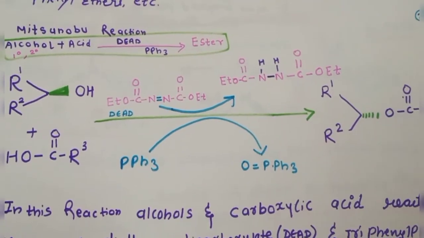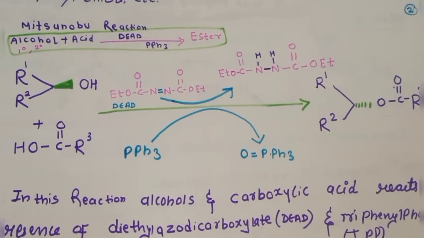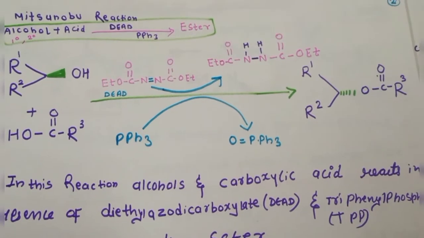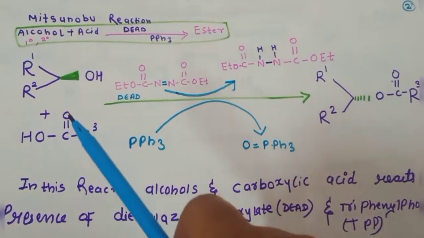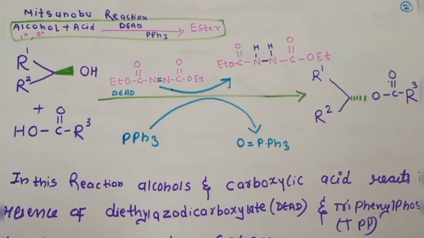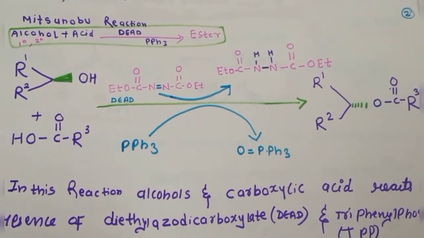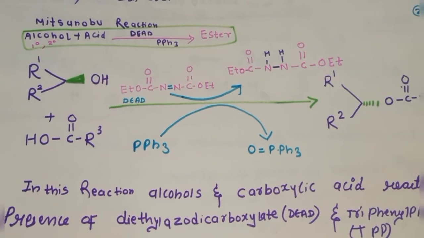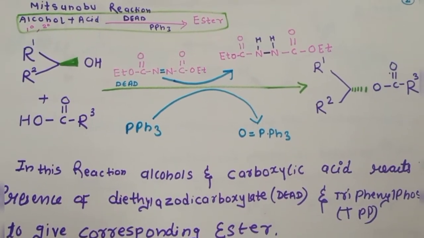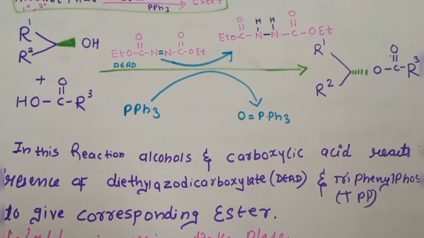So here I have taken one example. In this reaction, our alcohol reacts with the acid, and the acid and alcohol react to form the ester, and no other byproducts form. So what are the important things here? The important reagents are DEAD, that is diethyl azodicarboxylate, and triphenylphosphine, PPh3.